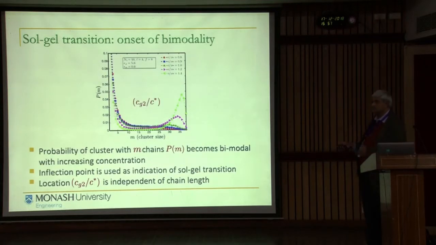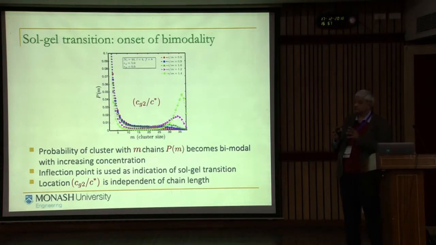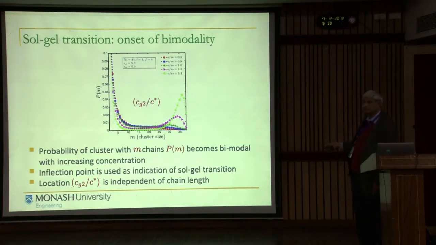Then the other notion that's used in literature quite often is to look at the bimodality of a probability distribution. What do I mean by that? So they ask, what's the probability that you have a cluster of M chains? So as M gets larger, your probability is going to decrease. You're unlikely to see a cluster with a very large number of chains, unless you've gone beyond the sol-gel transition, then you begin to see clusters with a large number of chains in them. And so your probability distribution from being monotonically decreasing becomes bimodal, and you see a second peak appearing. So people have said, well, when the first inflection point appears in your probability distribution, that's the location of the sol-gel transition. And so we'll denote that by sol-gel transition 2.